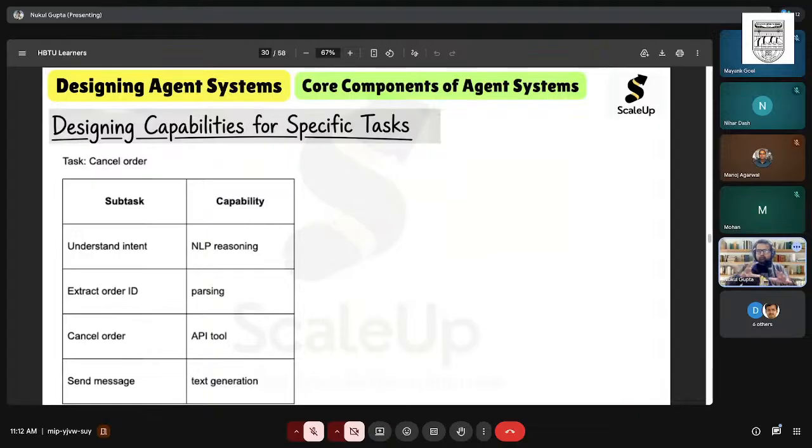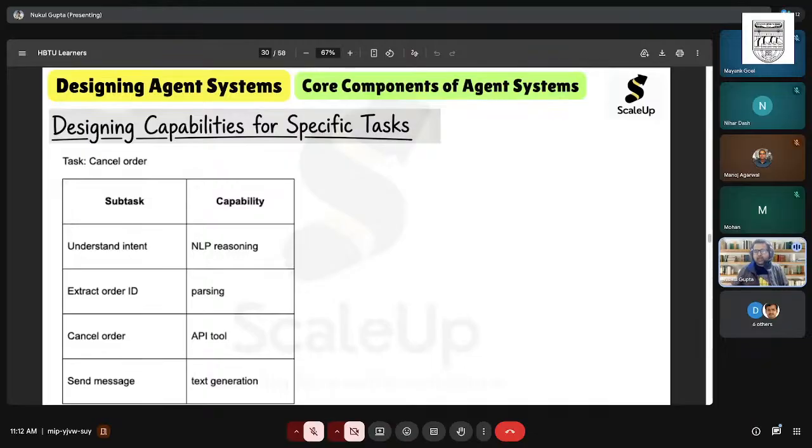are trying to build can accomplish three tasks: either refund, cancel order, or one more task. So three tasks were there. So if I take cancel order, now I can break it into subtasks. Like first is understanding intent. So to understand intent, I need NLP capability, natural language processing reasoning capabilities, and hence the tool can be an LLM or any other model which can understand the intent. Extract order ID. To extract the order ID, I need parsing. I have to parse the order ID.